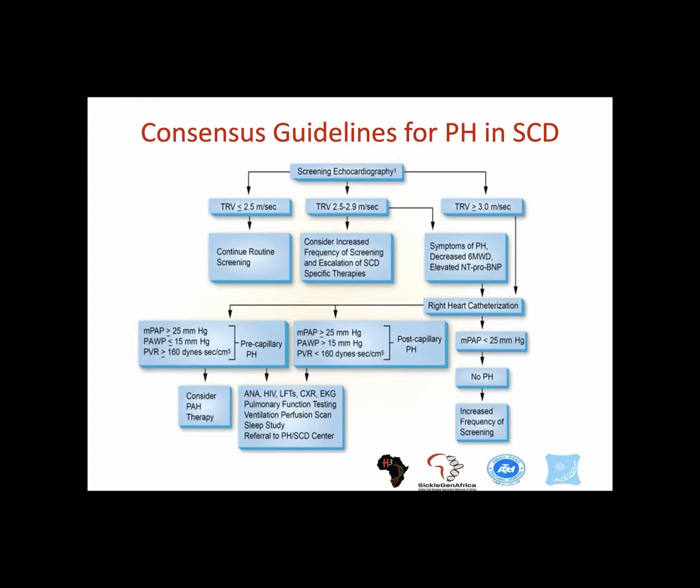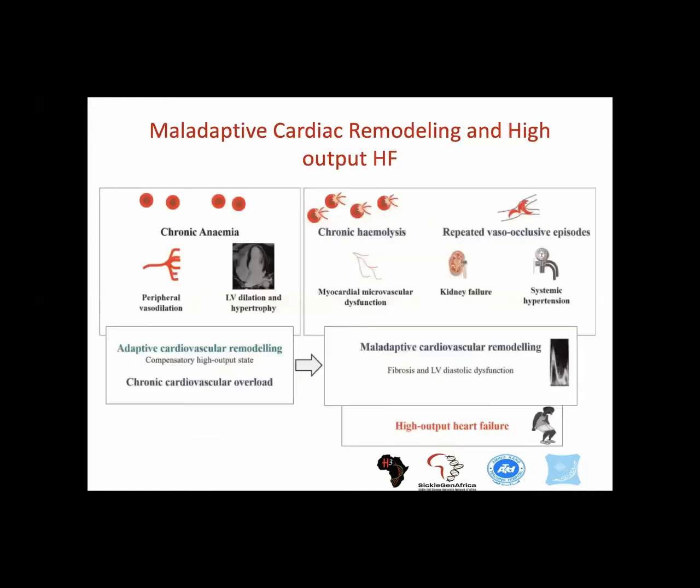It's important to note that this classification into pre-capillary and post-capillary, or group 1 and 2, is important, because there are some recommendations by some guidelines to use some specific therapies in patients who have predominantly pre-capillary pulmonary hypertension, or group 1 pulmonary hypertension disease.